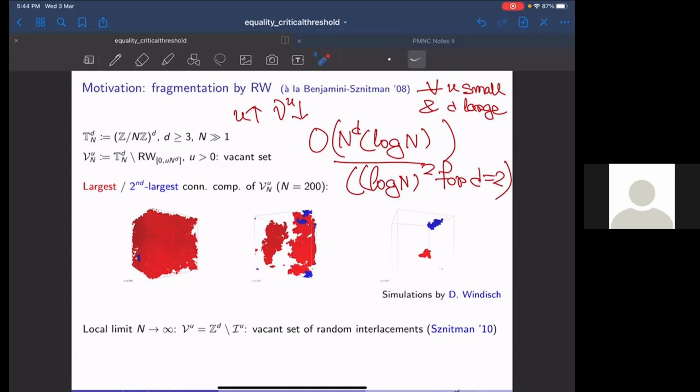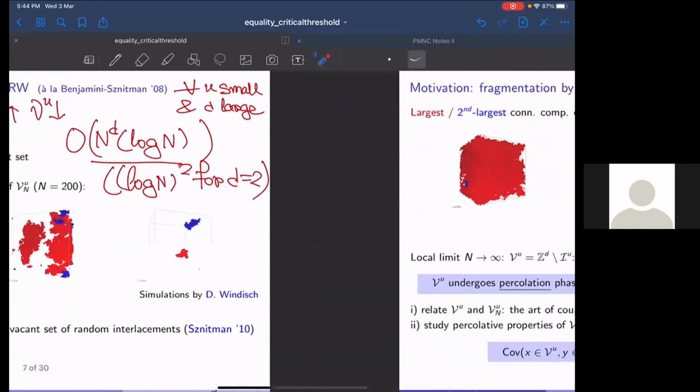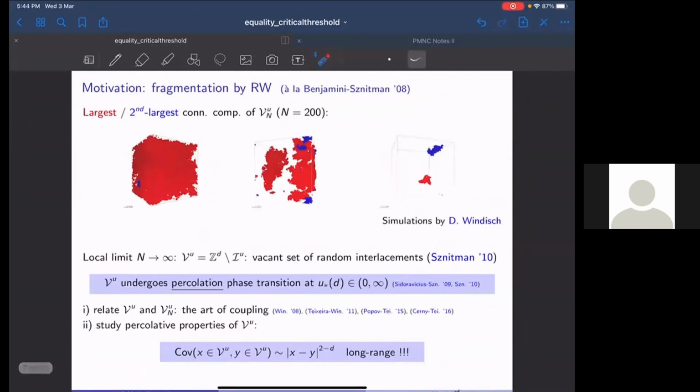Okay, so the more the u, the more trajectories you see, and so the analog of the vacant set for this disconnection problem is the vacant set of random interlacements. What is the advantage of that? Well, now you have our familiar setting of percolation on an infinite volume. So you can start trying to obtain regularity properties like those you prove for Bernoulli percolation.